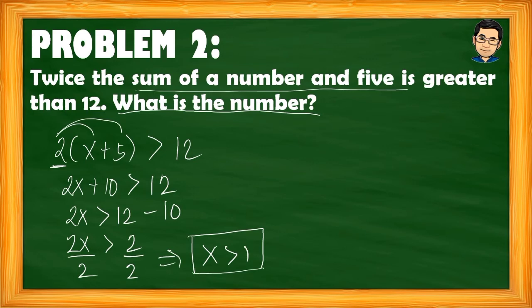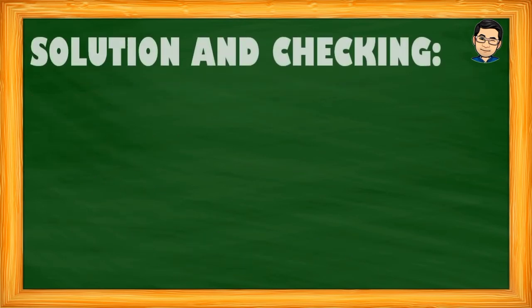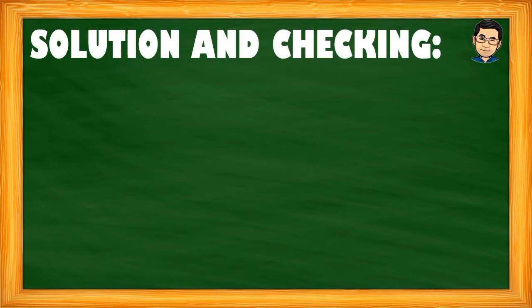So, ano yung mga possible values na yon? 2, 3, 4, 5, and so on. So, all positive integers greater than 1. So, hindi po pwedeng ditong solusyon natin yung mga negative integers. Okay. So, to check kung bakit hindi pwede yung negative.